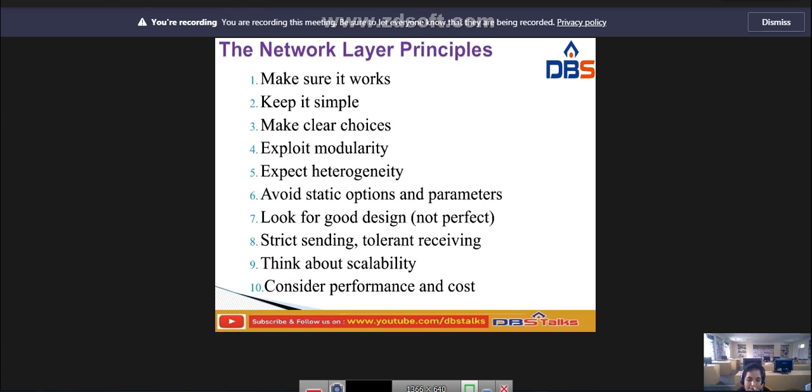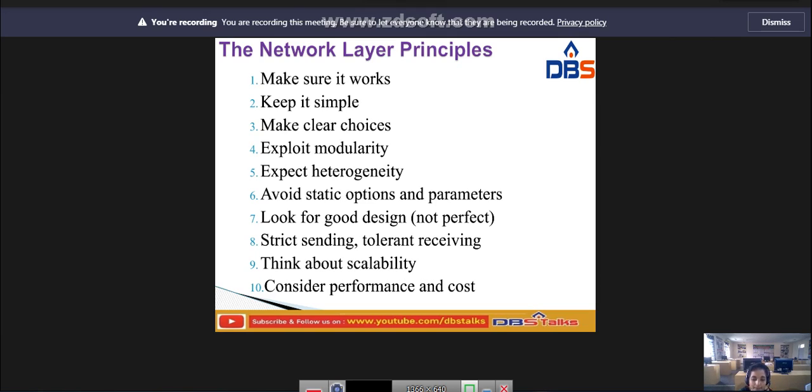Make sure it works means do not finalize the design or the standard until multiple prototypes have successfully communicated with each other. All designers first write the 1000-page standard, get it approved, then discover it is deeply flawed and does not work. Then they write version 1.1 of the standard. This is not a way to do. Okay, so this is called make sure it works.